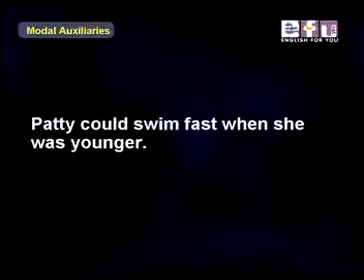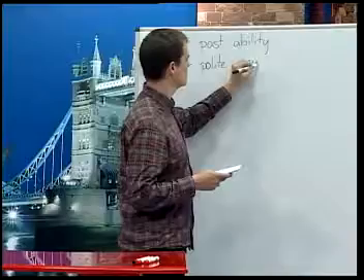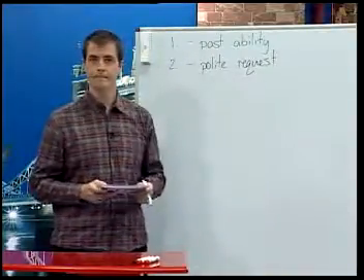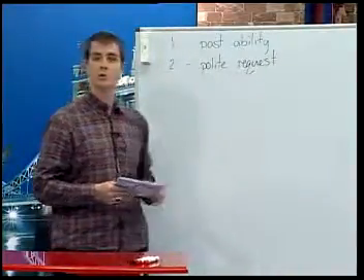First sentence, we used could for past ability. Past ability. Patty could swim fast when she was younger. Okay, the second sentence, it's also used for a polite request. So, just like might, we can also use could for a polite request. Could I put my boat in this marina?